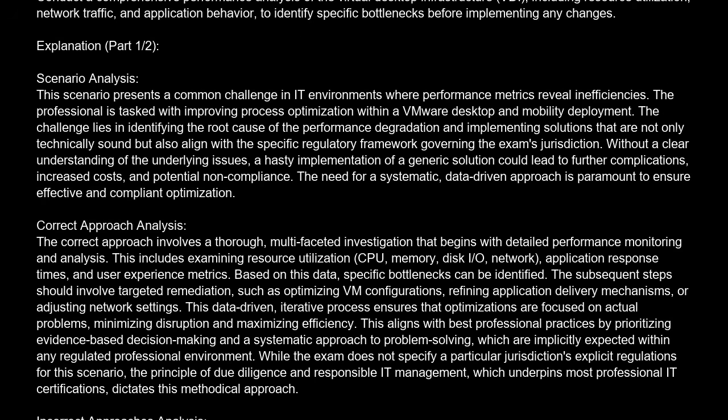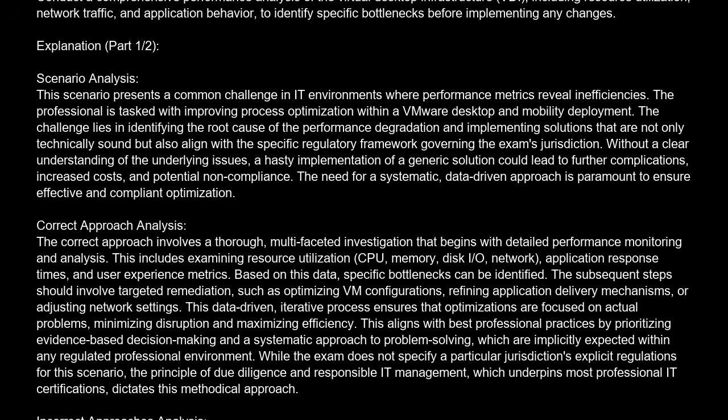The correct answer is B. Conduct a comprehensive performance analysis of the virtual desktop infrastructure, VDI, including resource utilization, network traffic, and application behavior, to identify specific bottlenecks before implementing any changes.